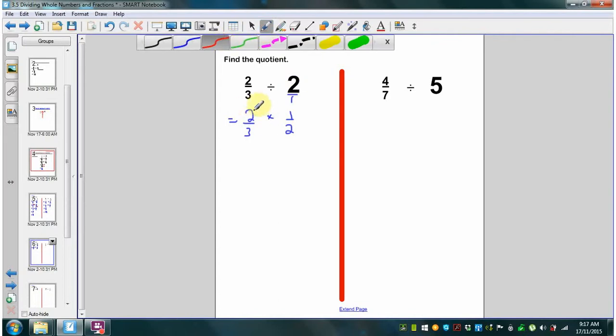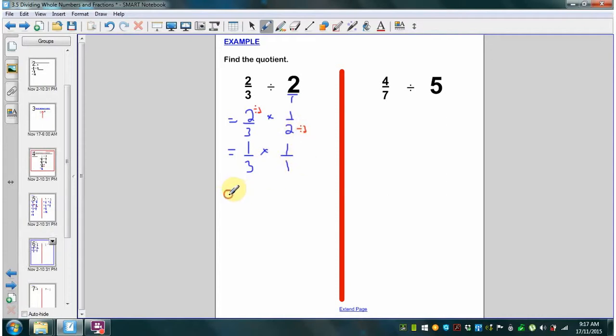I'm going to simplify them. So my 2, I'm going to divide by 2. Right here, I'm going to do the same thing, divide by 2. This leaves 2 divided by 2 is 1. We keep our 3, multiplied by 1 over 1, because 2 divided by 2 is 1. 1 over 3 times 1 over 1. Multiply our tops together. Multiply our bottoms together. And the answer is 1 over 3, and that's as simplified as it can get.